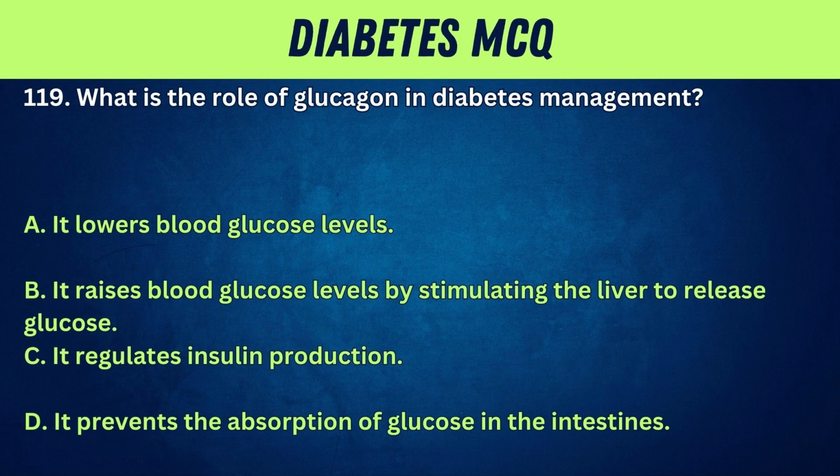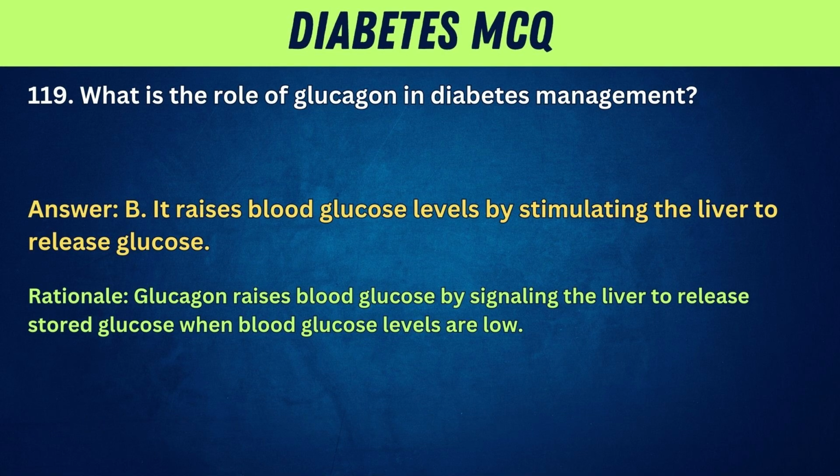119. What is the role of glucagon in diabetes management? A. It lowers blood glucose levels. B. It raises blood glucose levels by stimulating the liver to release glucose. C. It regulates insulin production. D. It prevents the absorption of glucose in the intestines. Answer. B. It raises blood glucose levels by stimulating the liver to release glucose. Rationale. Glucagon raises blood glucose by signaling the liver to release stored glucose when blood glucose levels are low.